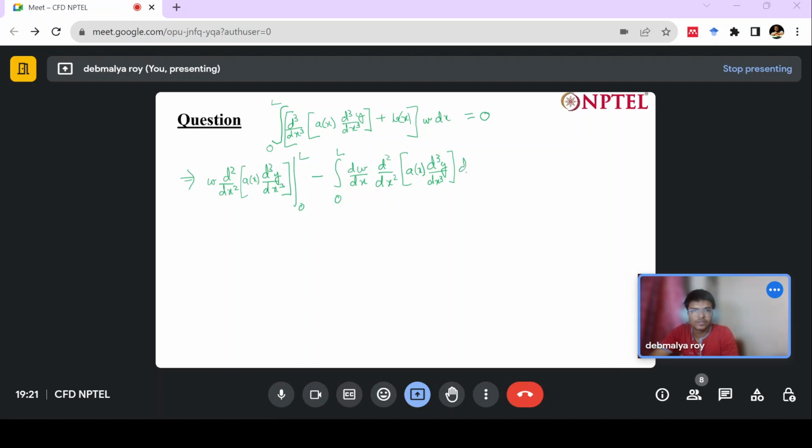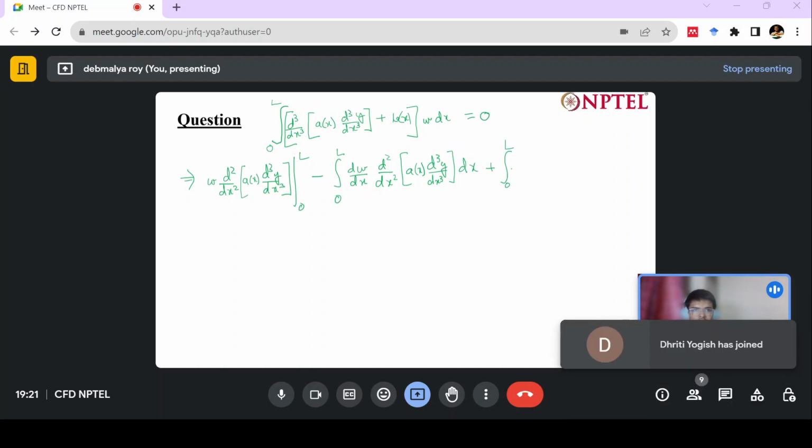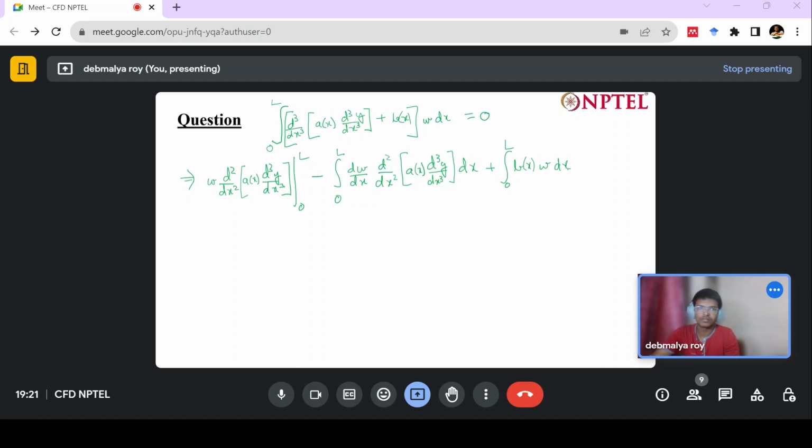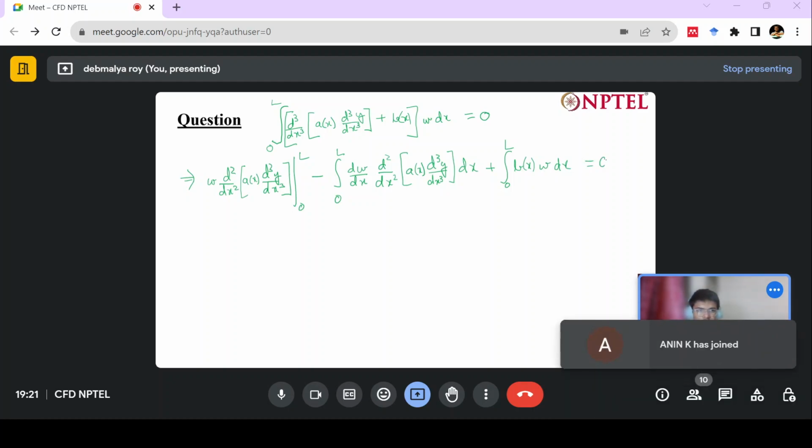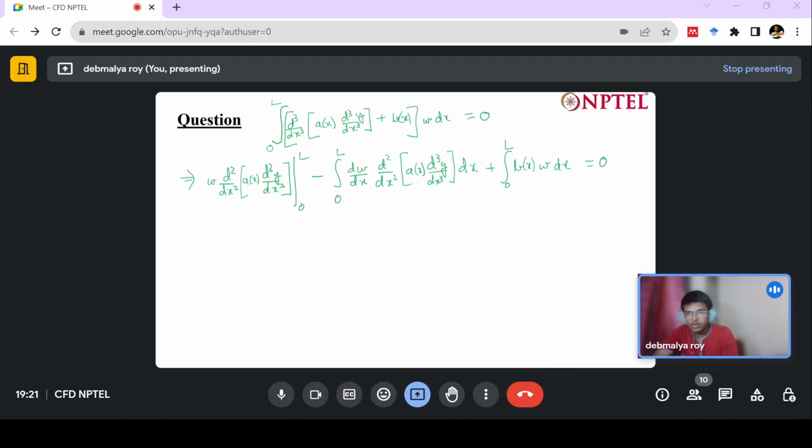So this is there, and we obviously have this other term as well, which is the linear term, and it will stay as it is. Okay, all right. So now, can you tell me what will happen at x is equal to L? So I have this term W d2W/dx2 times a x d3y/dx3. This I have to evaluate at 0 and L.